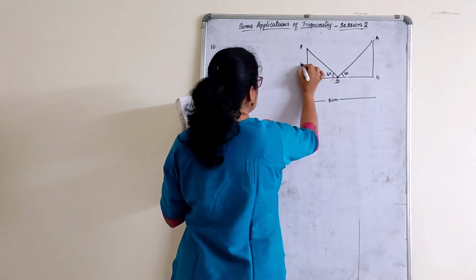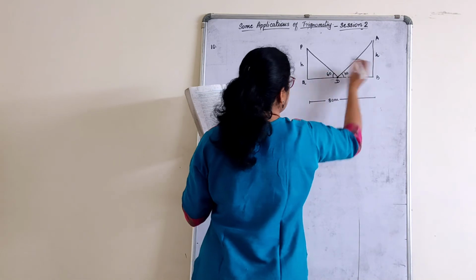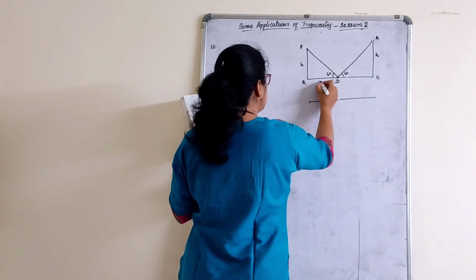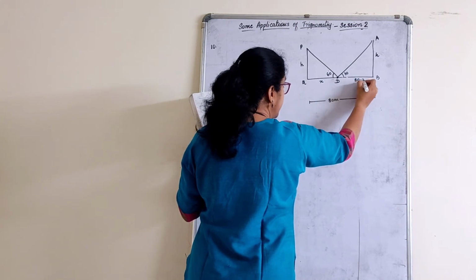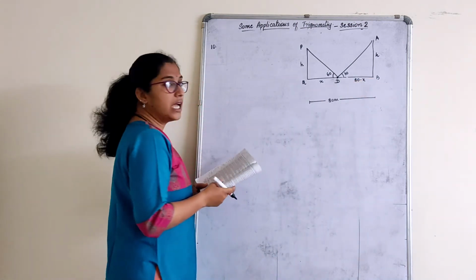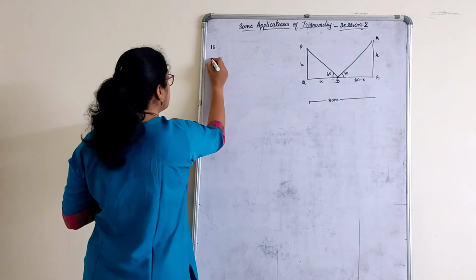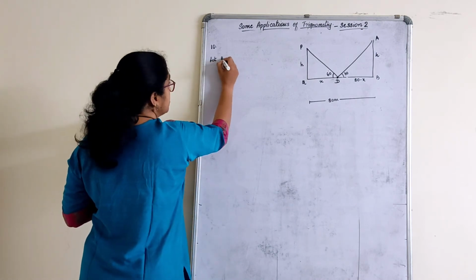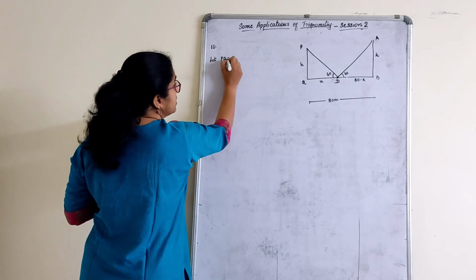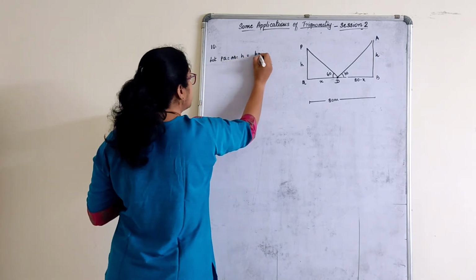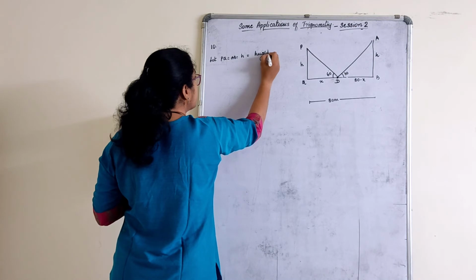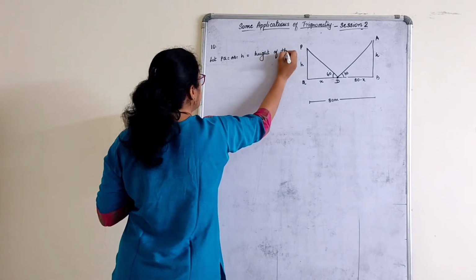Height of the pole is the same. Distance is what we have to find. Let me consider this distance to be x, and this will be how much? 80 minus x, because together they are 80 meter wide. Write down. Let PQ is equal to AB is equal to h, which is nothing but the height of the pole.